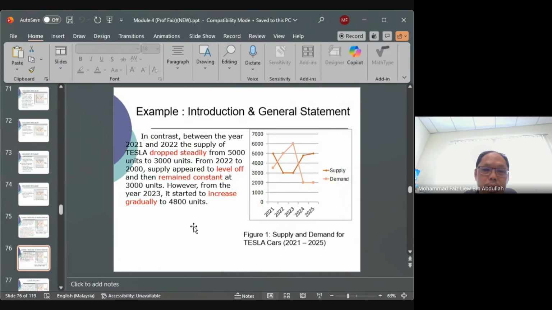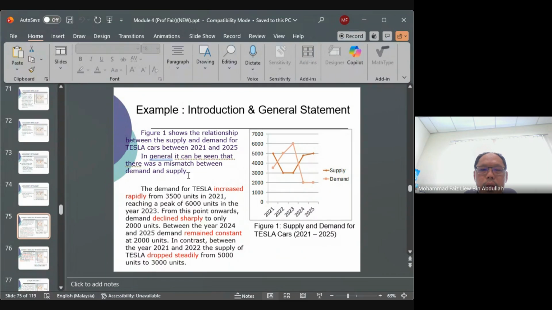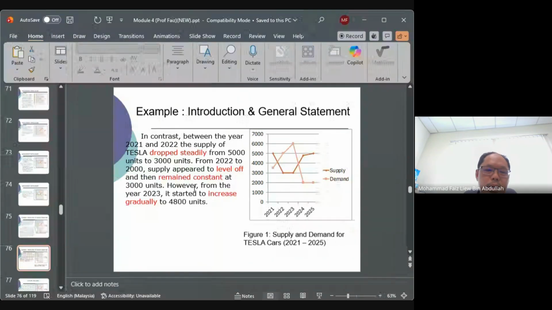You can also write in other words like this, another type of statement. You can start from this same figure, you can start, okay, in contrast between the years, the supply of Tesla dropped steadily from 5,000 to 3,000 units. From 2002 to 2000, supply appeared to level off, and then remained constant. So this is another way to write a discussion. So above here, this is one way, starting by referring to the figure and then writing the comment. Or you can just straight away start like this, in contrast between the years, straight away commenting on what is happening in the graph, okay.